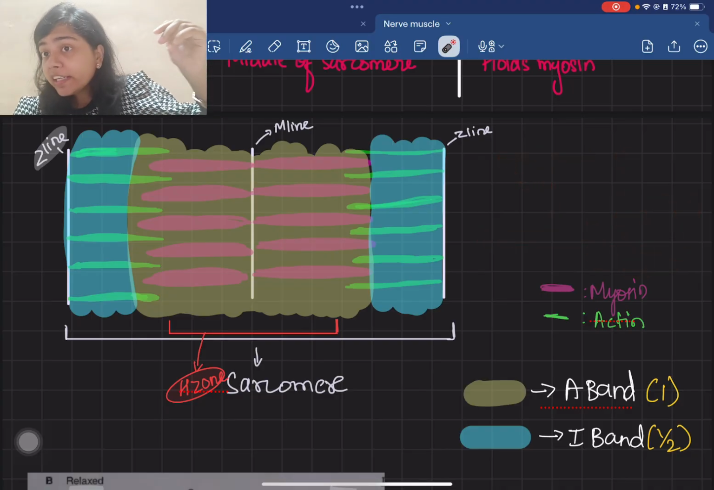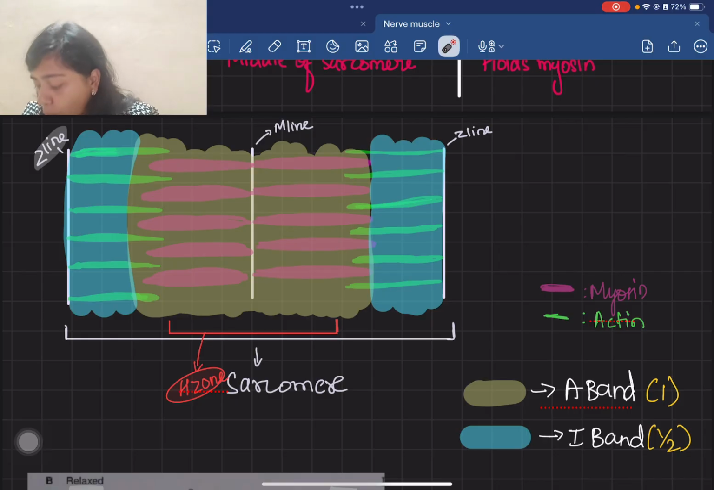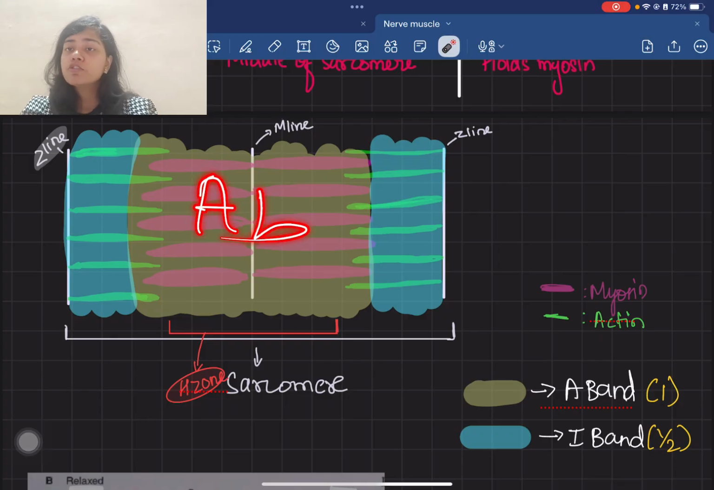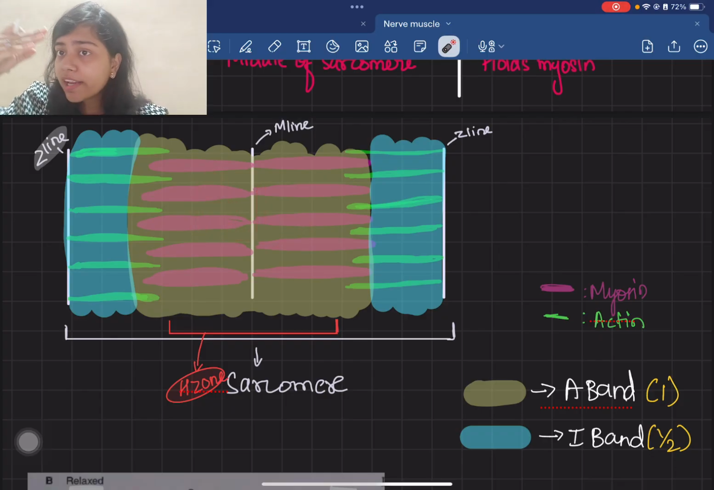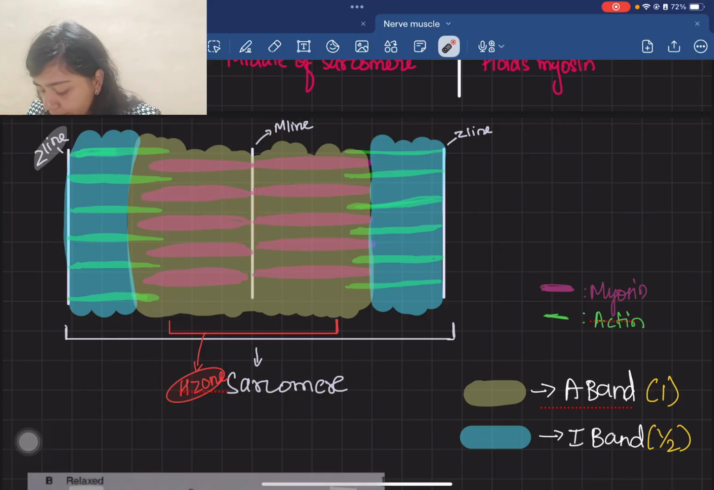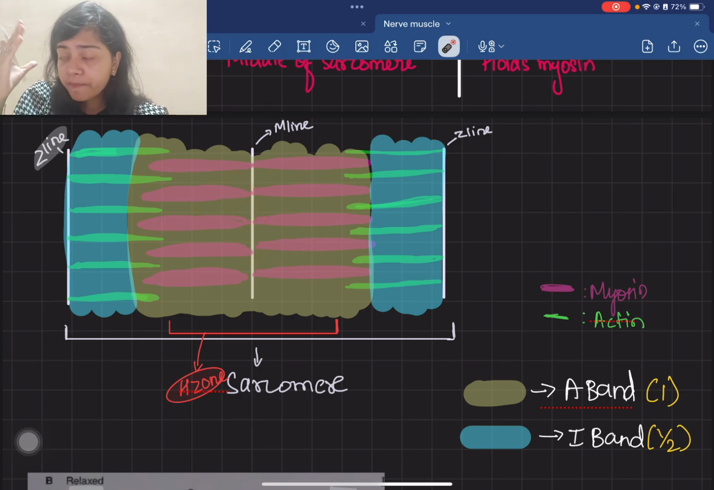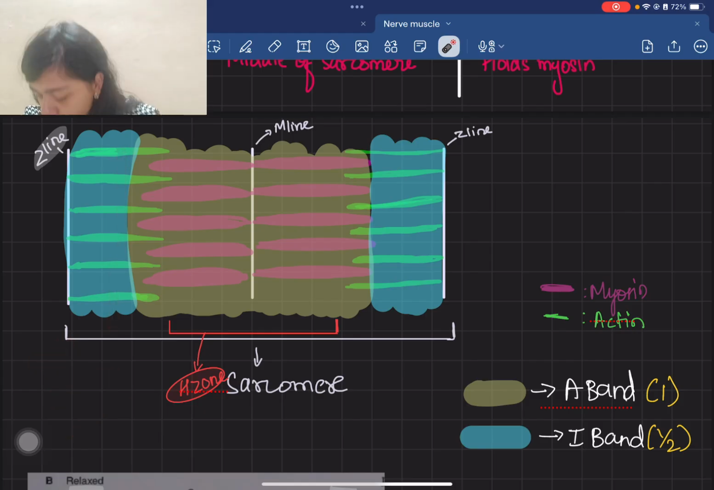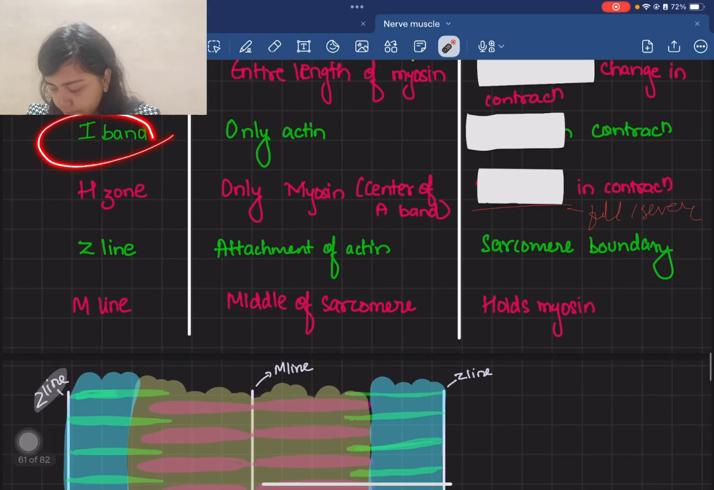So will it include the entire length of actin? No. Only actin, only this much part, the blue highlighted part. This part, which is slightly interdigitated with myosin, will be included in your A band. So myosin along with the overlapped portion with actin will be in your A band, and only actin will be in your I band. So I band is going to include only actin, not the interdigitated part.